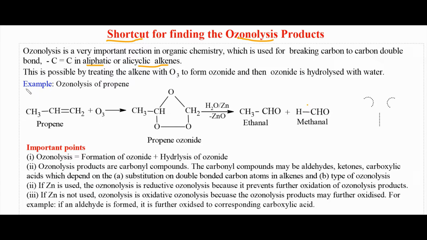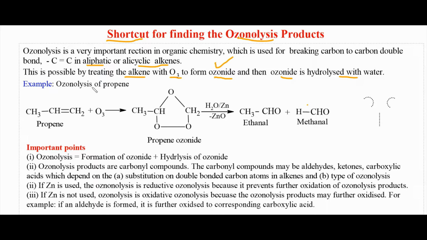Then how will you carry out an ozonolysis reaction? It is a very simple reaction. What we do is first treating the alkene with ozone to form ozonide. Then ozonide is hydrolyzed with water. So ozonolysis is a two-step reaction. In the first step, we are treating alkene with ozone to form ozonide. So the first step is ozonide formation. Then ozonide formed is treated with water. Then it undergoes hydrolysis. So ozonide formation combined with hydrolysis together known as ozonolysis.